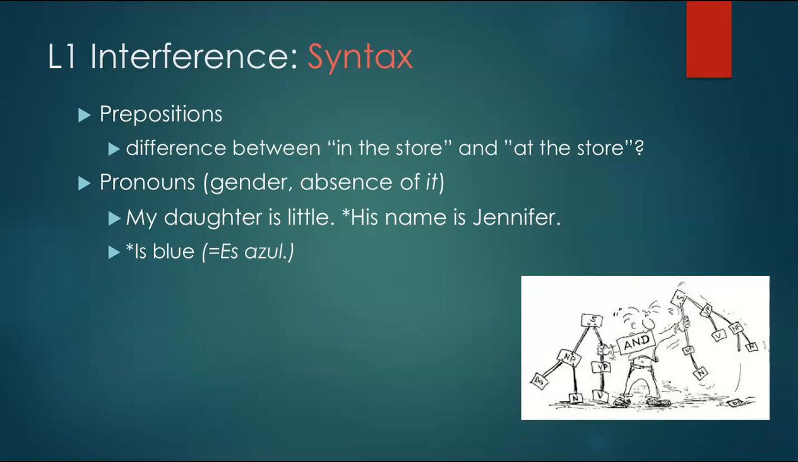Similarly, the pronouns that we have in English aren't necessarily the same in many other languages. Some languages don't assign gender to a pronoun. So you might have something like, my daughter is little, his name is Jennifer. Because in that person's first language, the pronoun there would be the same whether it's a boy or girl, and so they become confused about which one to use. Sometimes the pronoun is left out because it's assumed in the context of the verb. So, is blue, which would be similar in Spanish to es azul, it's implied in the verb es, but in English we need the word it. It is blue.